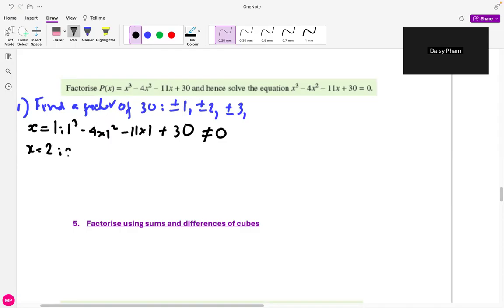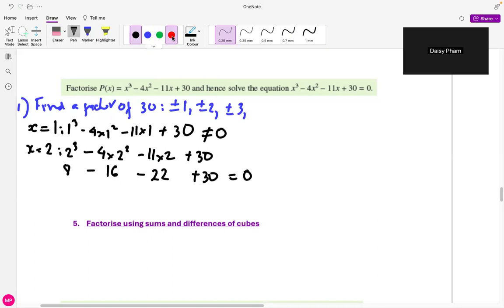So 2 cubed minus 4 times 2 squared minus 11 times 2 plus 30. 2 cubed is 8, minus 2 squared is 4, 4 times 4 is 16, 11 times 2 is 22, plus 30. This gives me 0. Lucky. So x equals 2, which means x minus 2 is a factor. That's your first step: you find a factor.